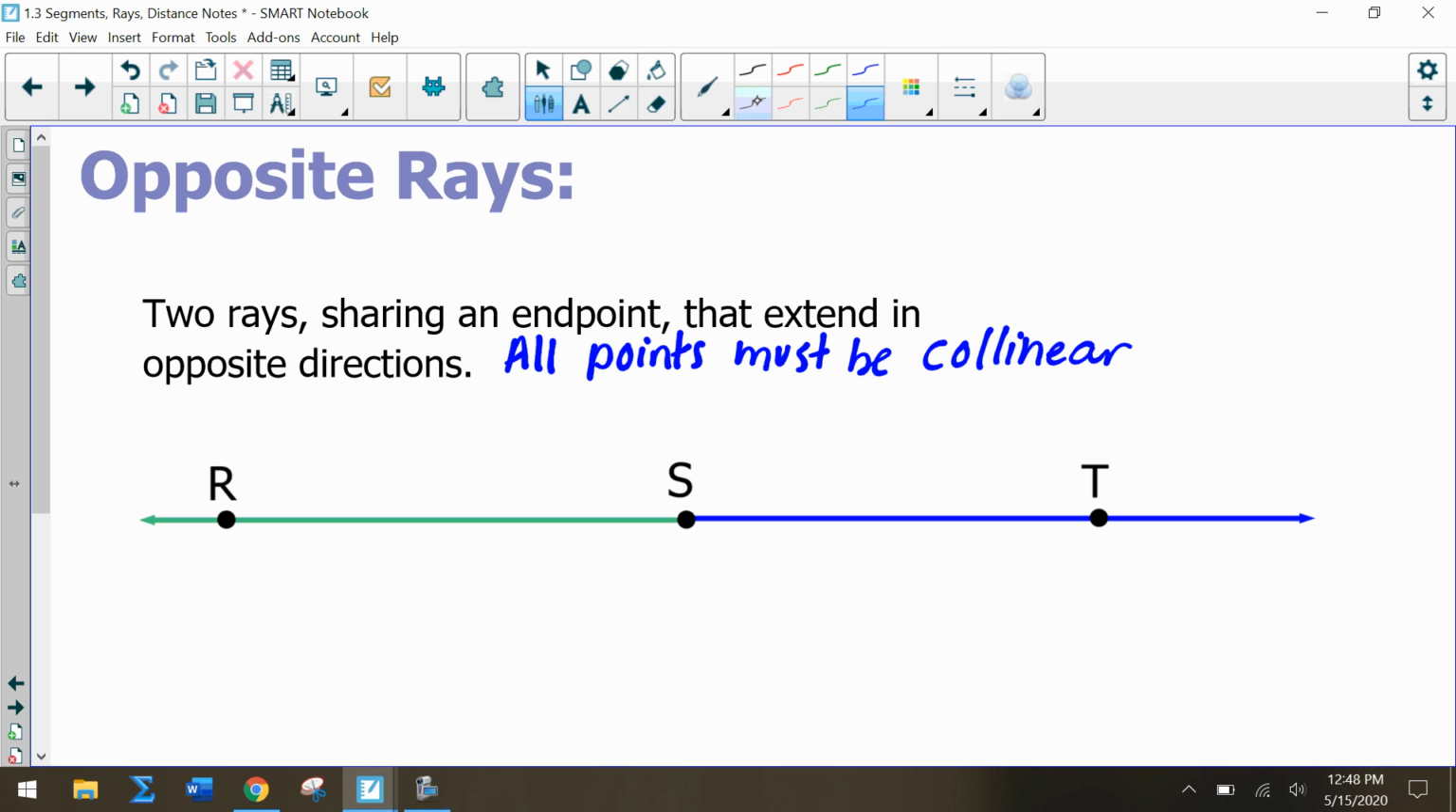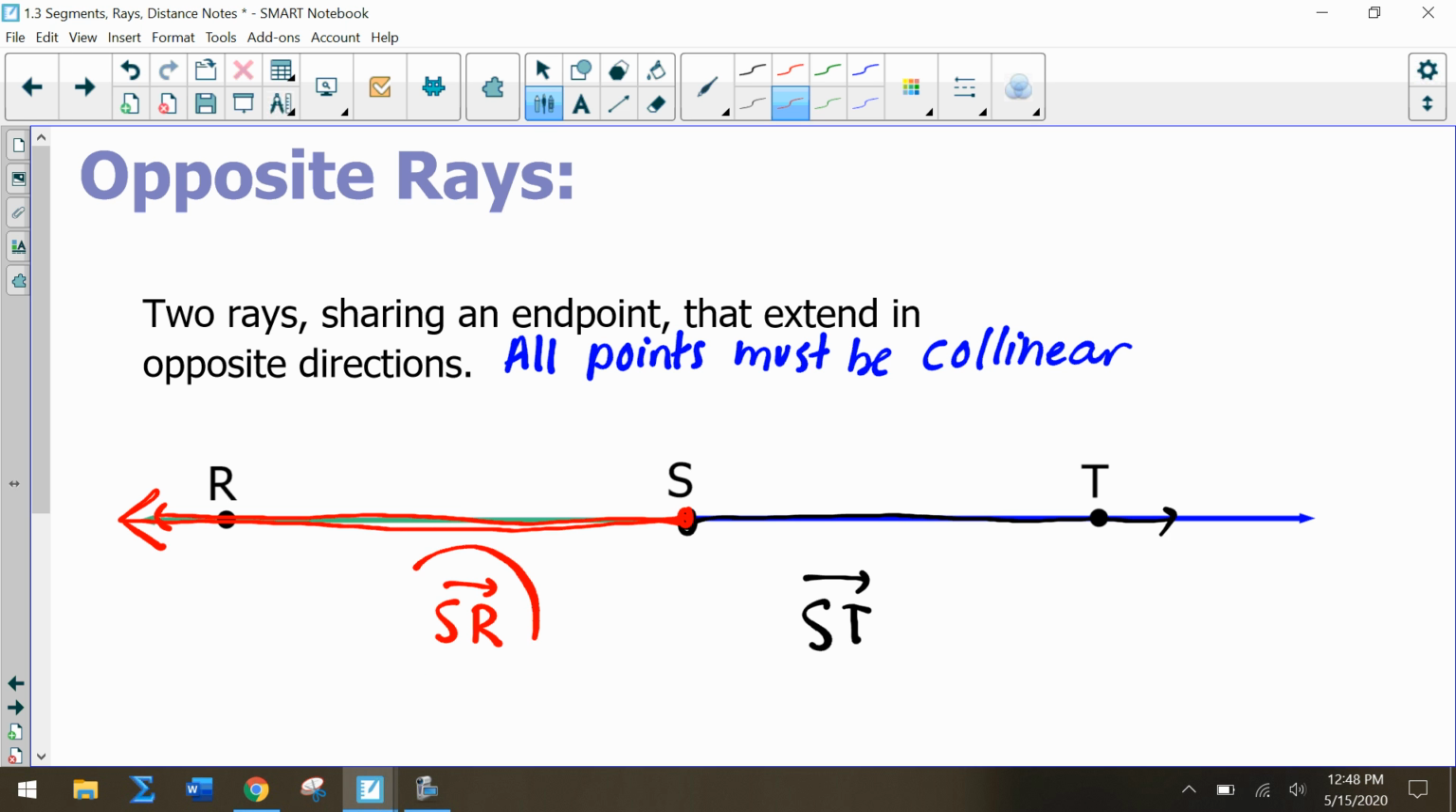So we have a ray. We could say, let's start at S and let's go through T. So this is ray ST. But we could also start at S and have an opposite ray, and we can name that ray SR. So even though SR in the picture is going towards the left, the notation is still the arrow going to the right. So notice how we have the same starting point, which is S, but they're just going in different directions.